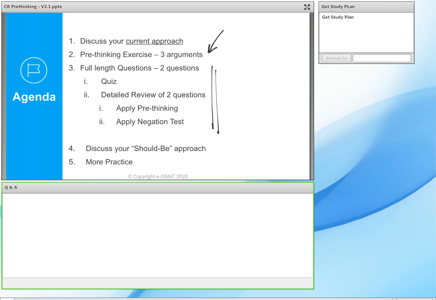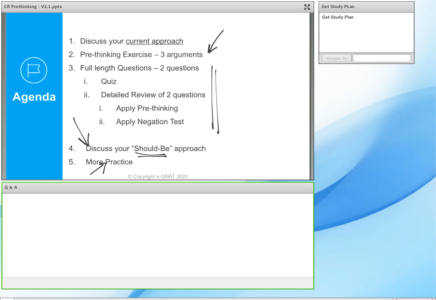And then from this point on, now that you have a taste of pre-thinking, how should you strengthen that ability? How should you cement that skill? So we'll talk about what you should do next and where you will get more practice.